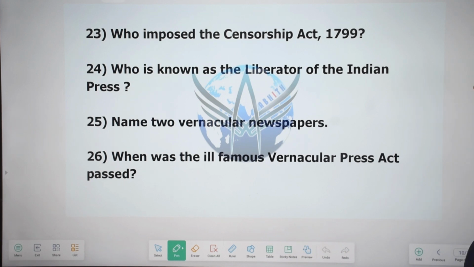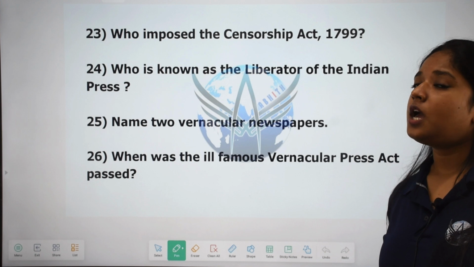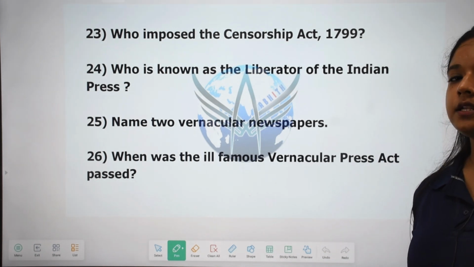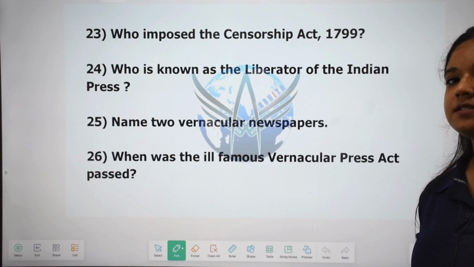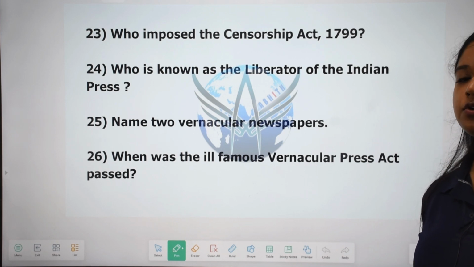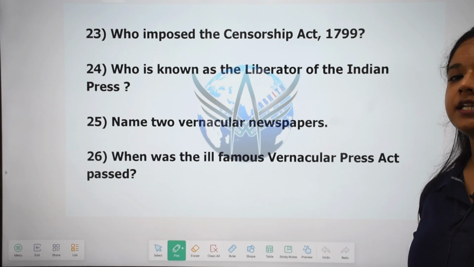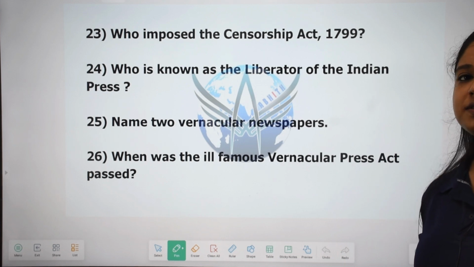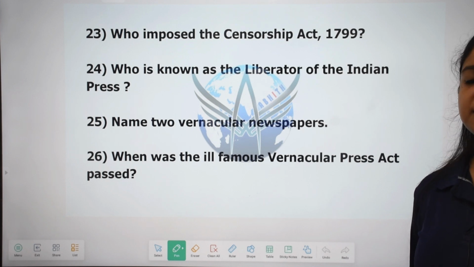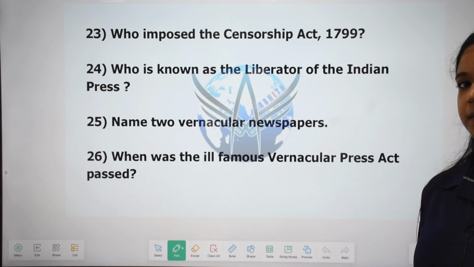Now, who is known as the liberator of the Indian press? Lord Wellesley passed the 1799 censorship act. Then Lord Hastings said the censorship act was abolished, but he also said that some instructions or guidelines must be followed, and articles and newspapers would be published accordingly, right? You cannot publish sensitive topics. Any kind of topic that will be against the British government cannot be published.